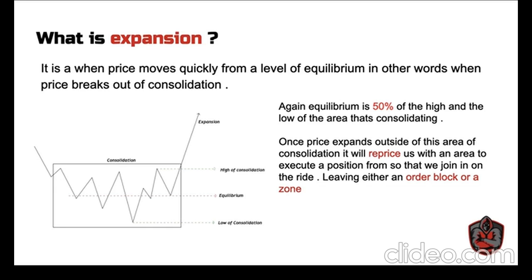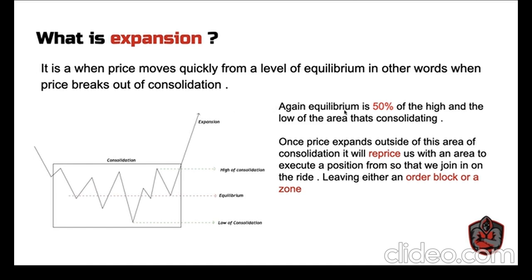What is expansion? It is when price moves quickly from a level of equilibrium. In other words, when price breaks out of consolidation. So this is our consolidation phase, right? Now what happens here? Price breaks through that consolidation. That's what we classify as our expansion, right? When price is just ranging like this, we classify that as a consolidation. When price expands out of that phase, we classify that as an expansion.